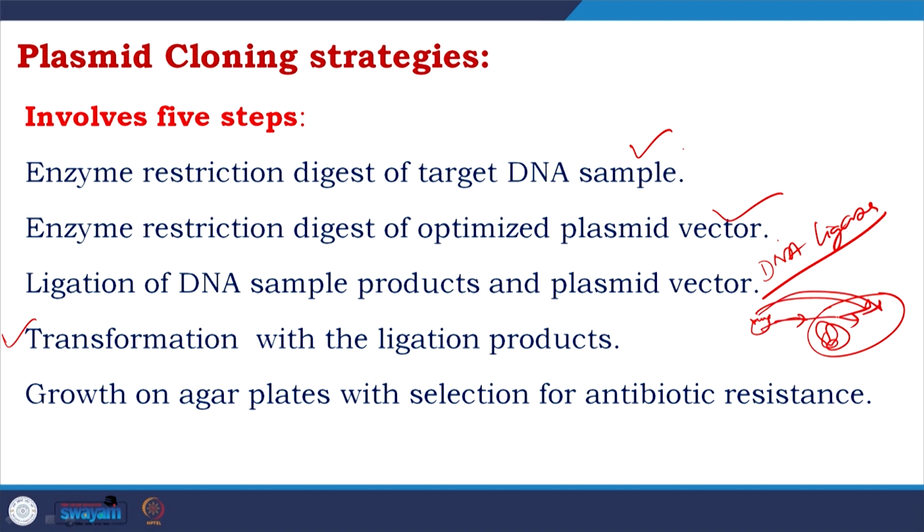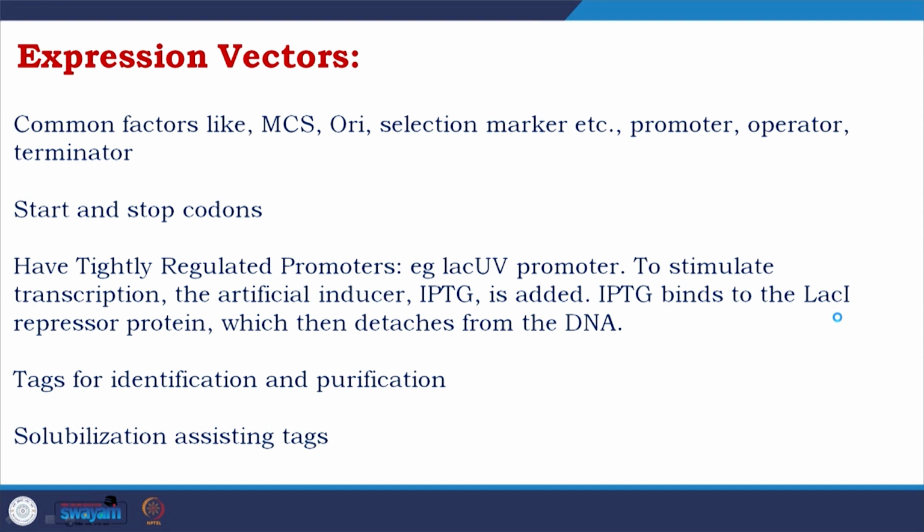So, we generally use 2 markers: one marker to ensure the presence of the vector and the second marker to ensure the presence of the gene. Expression vectors have common factors like multiple cloning site, origin, and selection marker, which we have already covered in the cloning vector. Promoter, operator, terminator have to be there. Start and stop codons should be there, but in addition, an expression vector should have a tightly regulated promoter.